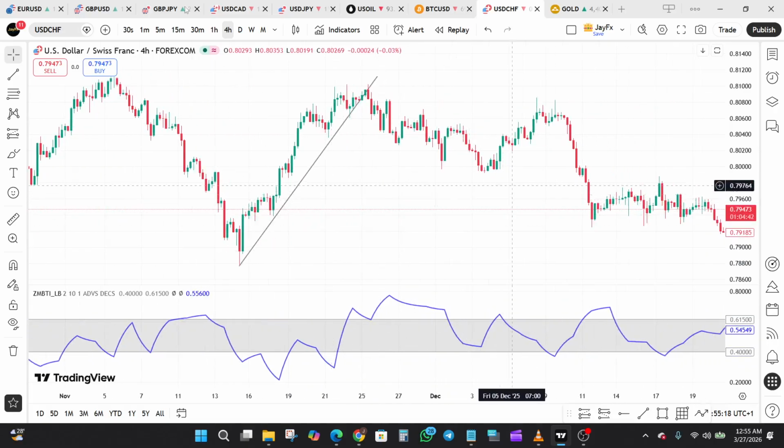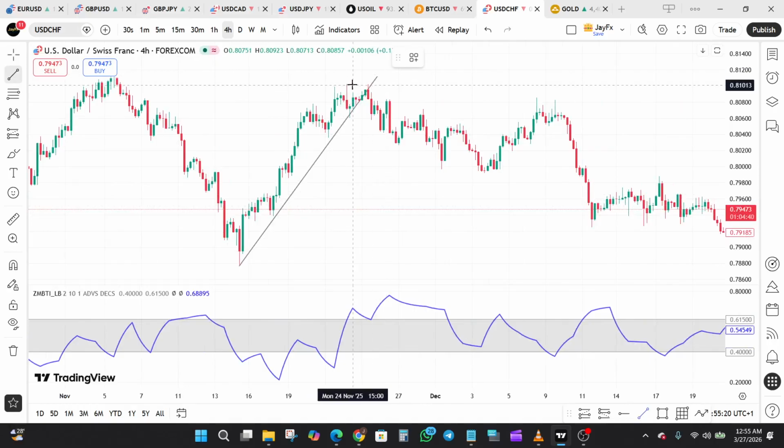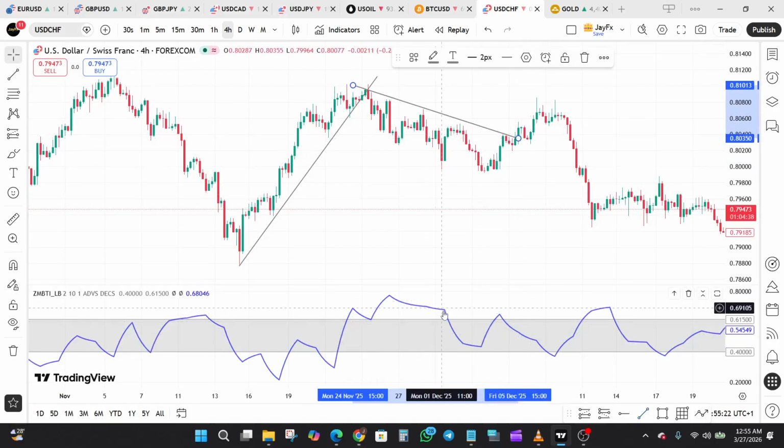And when the market is in a bearish trend and you notice that the indicator line has dropped below the lower threshold, you can look for sell opportunities, but make sure you always get confirmations, perhaps candlestick confirmations or confirmations from other indicators, as the case may be.